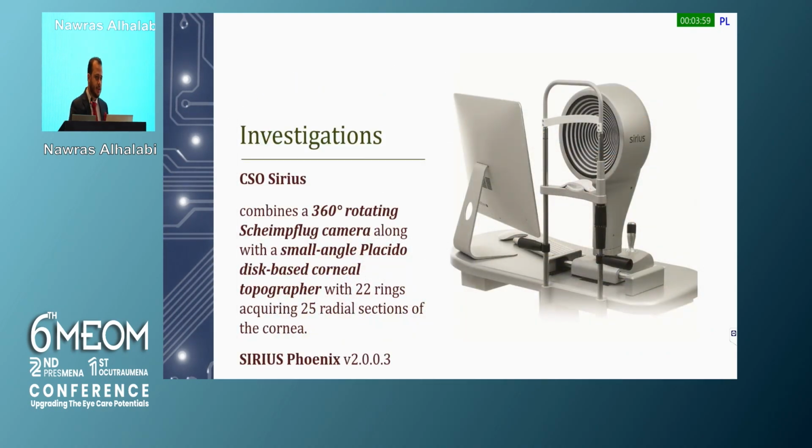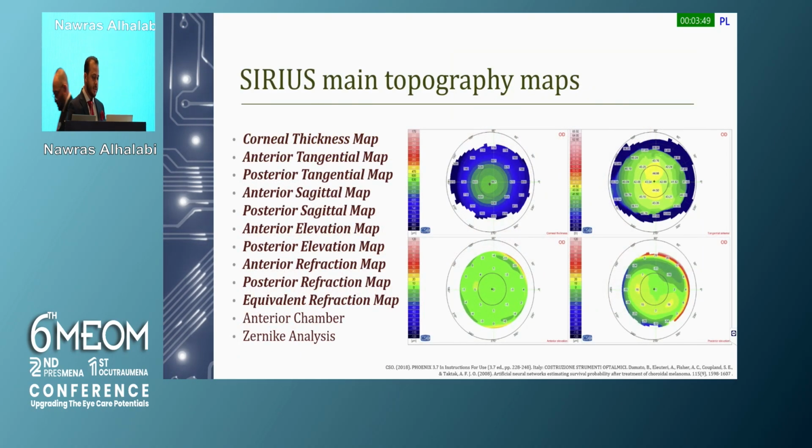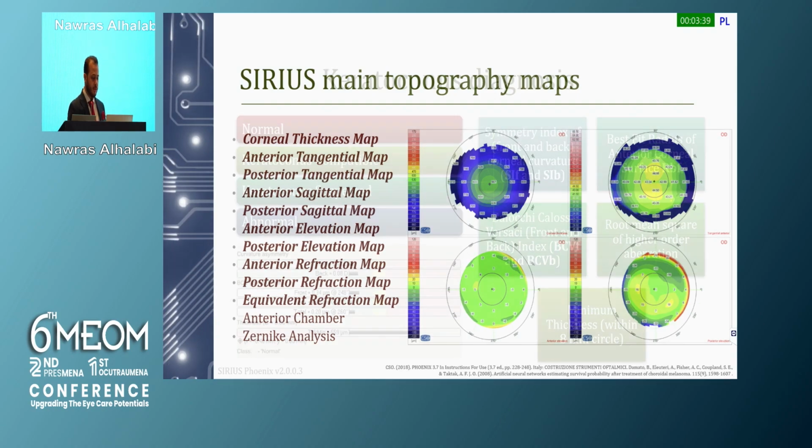We did the investigation using the Cyrus device, which is available in our hospital. The Cyrus uses a rotating Scheimpflug camera along with small angle Placido discs. It gives us data like topography maps and many other data. We used 10 of those maps that the Cyrus device gives us to include in the model that we built.